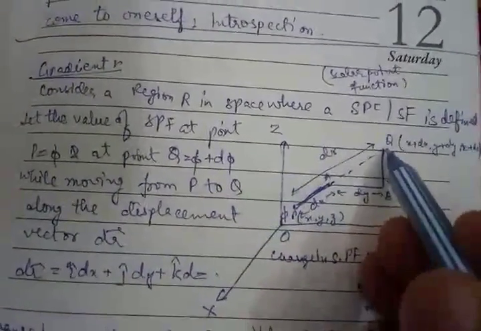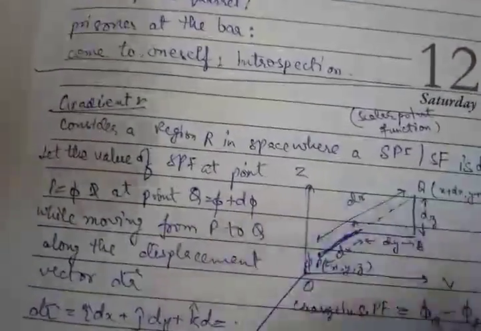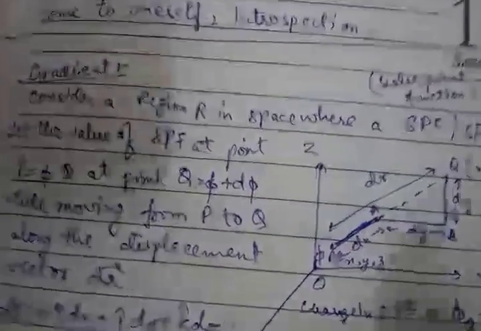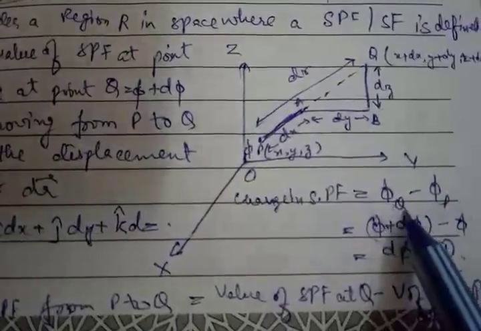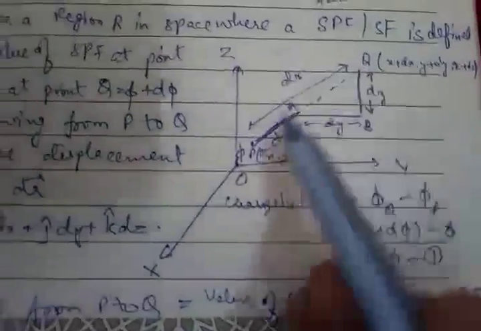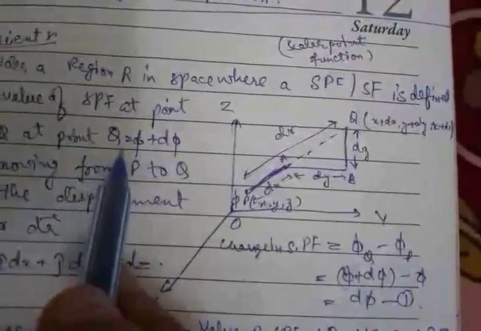Q, which is at a distance of dr from P, let the value of the scalar field at this point be phi plus d phi. Then the overall change in scalar field will be given by del phi, which is phi at Q minus phi at P, the difference between these 2 points, which is equal to phi plus d phi minus phi, as we have assumed here, which is equal to d phi.